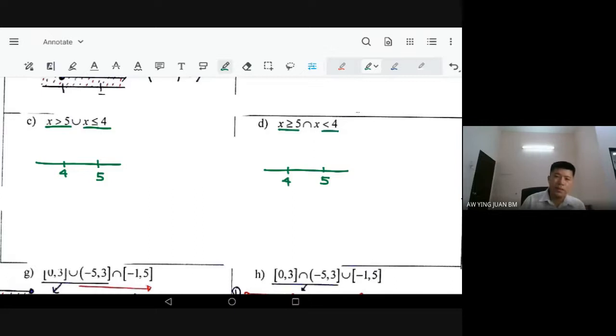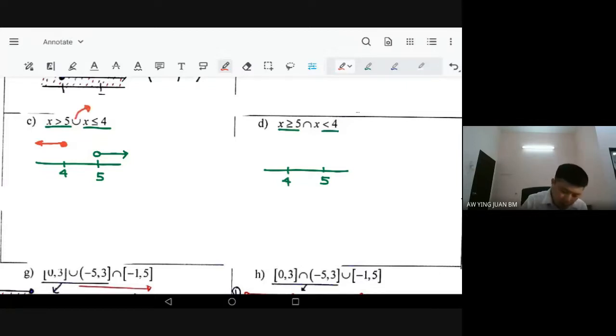Baca arahan. Greater than 5, empty circle towards the right. Next, we have 4, then circle towards the left. Different level. Okay, different interval, different level. Jangan sama level. Berbeza. So understand the operation union.